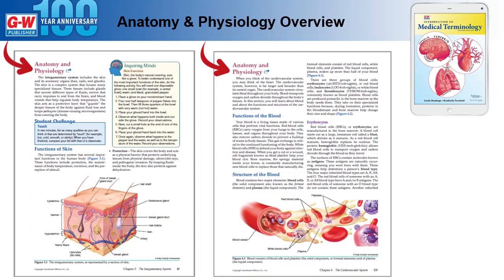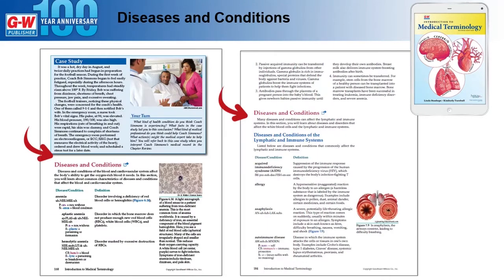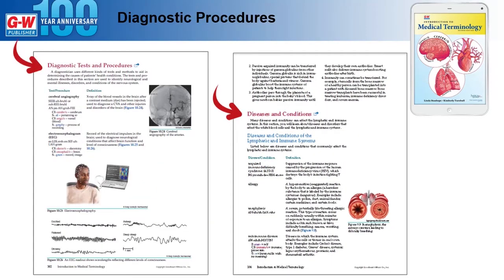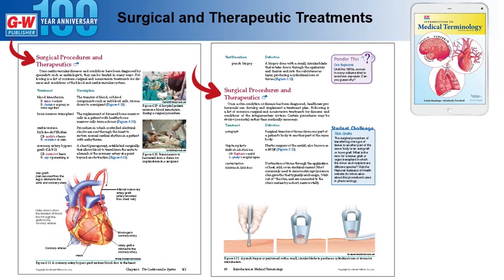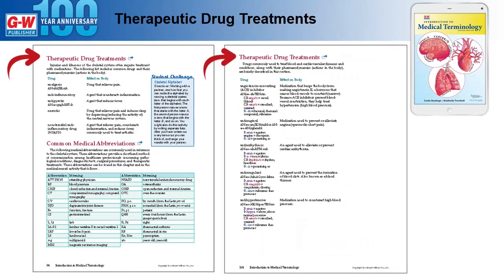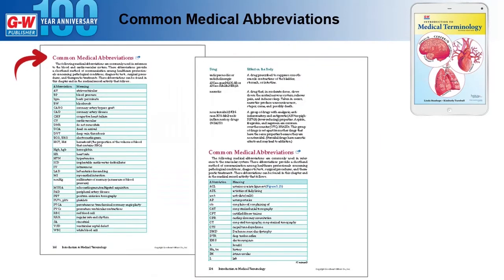With a student-friendly approach, chapter content is logically organized by introducing relevant medical word parts, followed by an anatomy and physiology overview, coverage of applicable diseases and conditions, diagnostic procedures, surgical and therapeutic treatments, and drug therapies. Common medical abbreviations are also included to prepare students for the workplace, as they will need to understand common abbreviations on documentation and in conversation with medical staff.